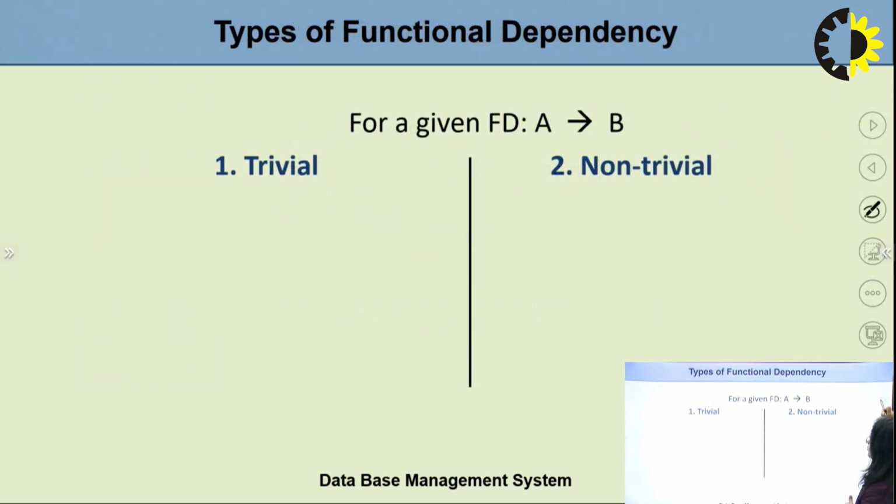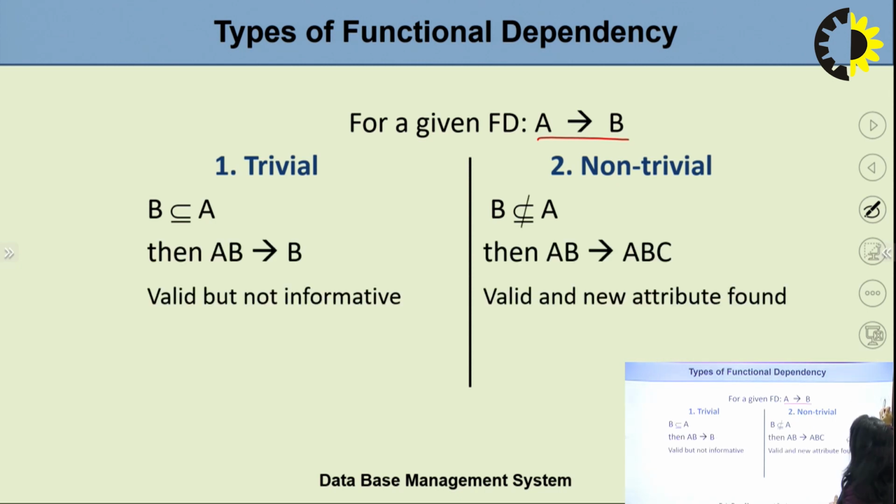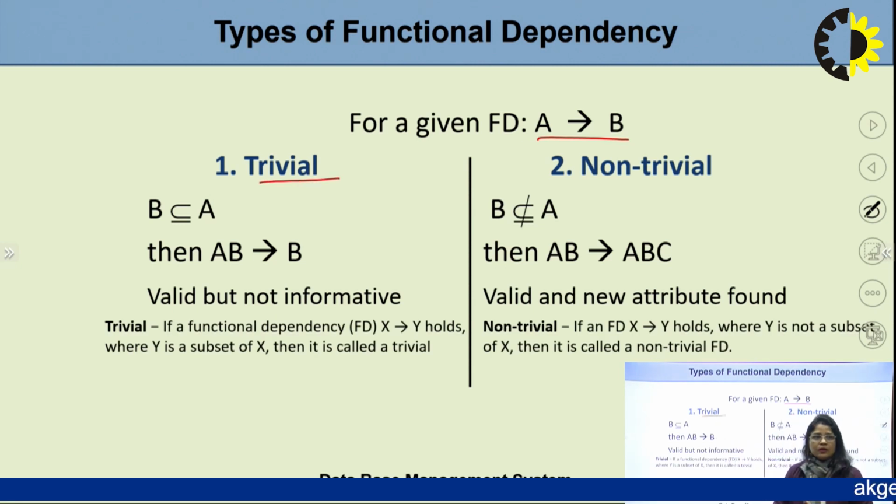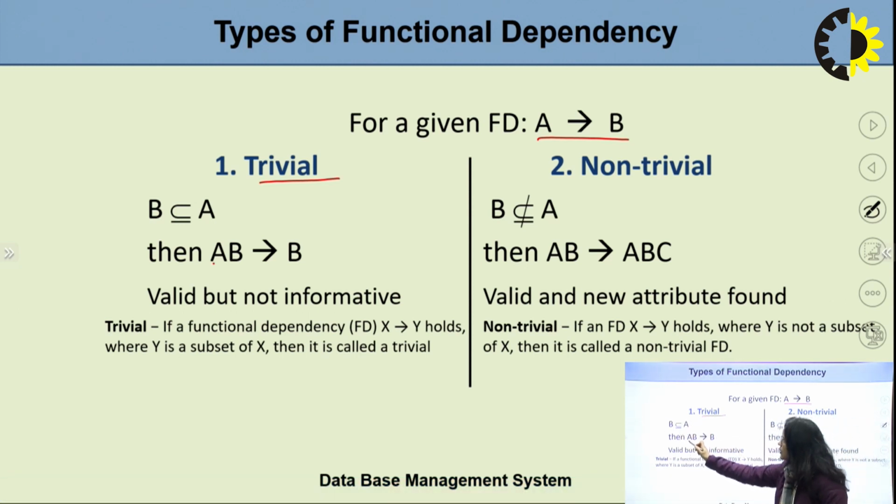Now, the types of functional dependency. Let's suppose we have given this A tends to B. The first type of functional dependency is the trivial. What do you mean by trivial? If B is a subset of A, then if we are saying that AB tends to B, what we are saying here is that B is a subset of this.